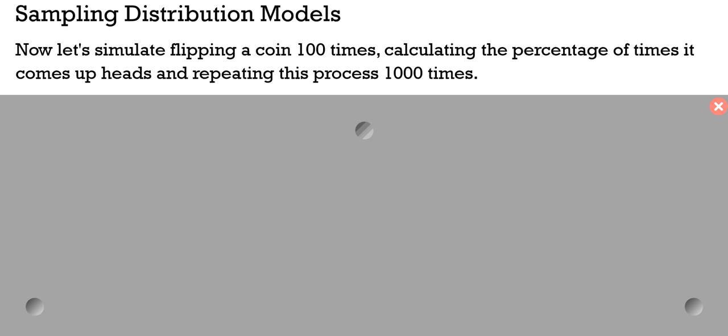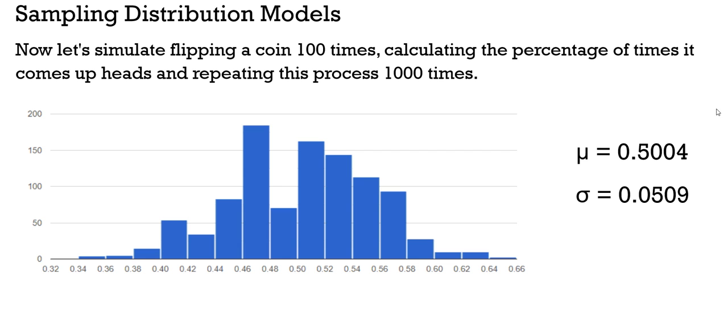Now we're going to do the same process. We're going to simulate flipping a coin 100 times, calculating the percentage of times it comes up heads, and repeating this process 1,000 times. So this is the result of 1,000 simulations of 100 coin tosses, and we kept track of just the heads. Now again, look at that mean, 0.5004. That's essentially what a coin toss is, 50-50, right?